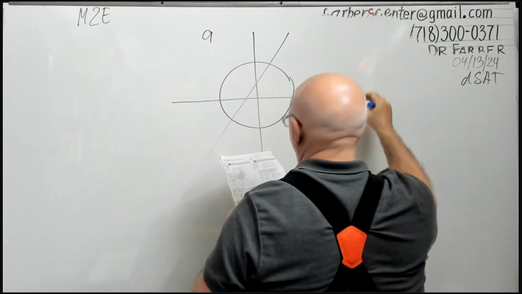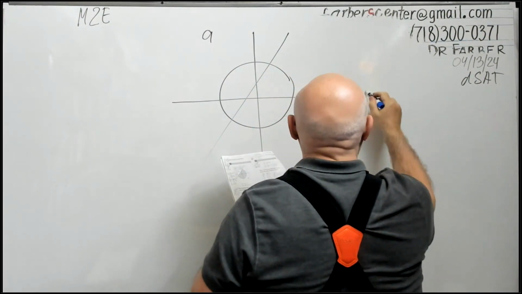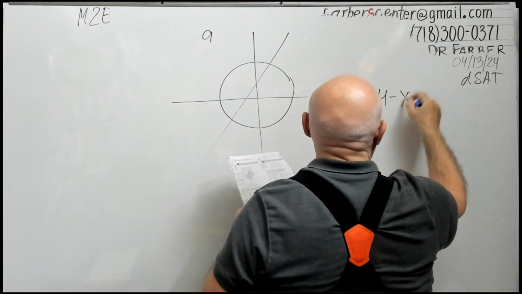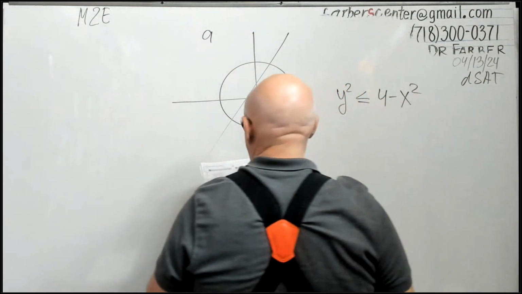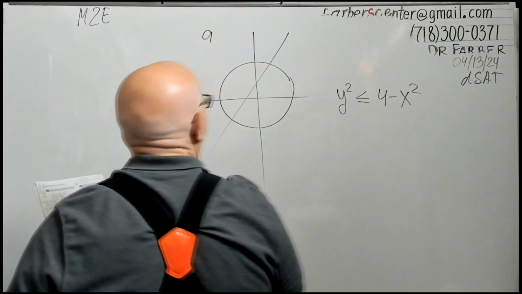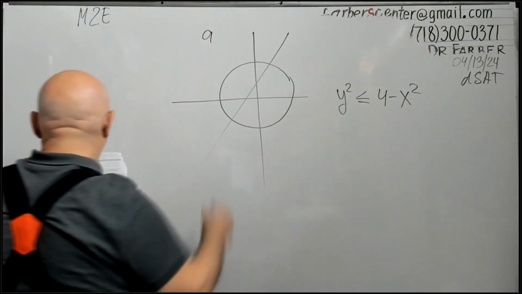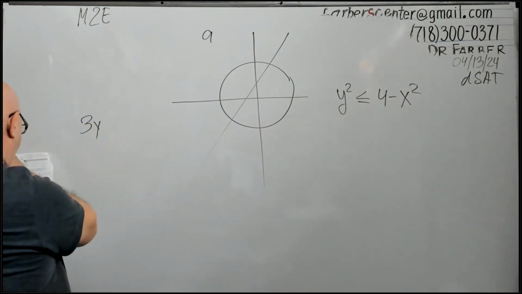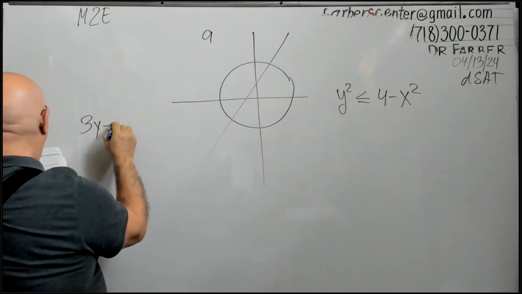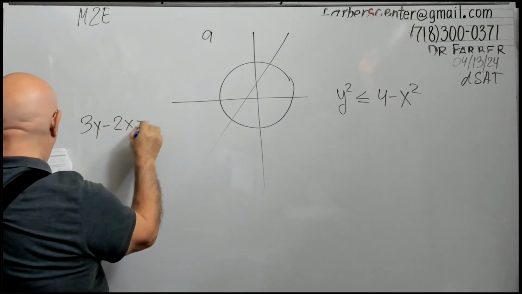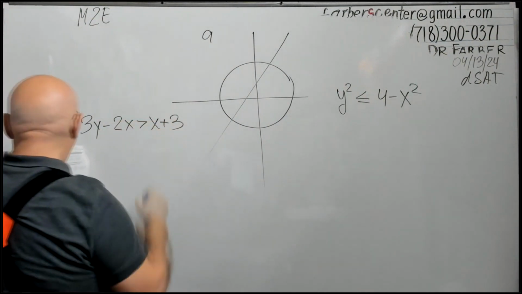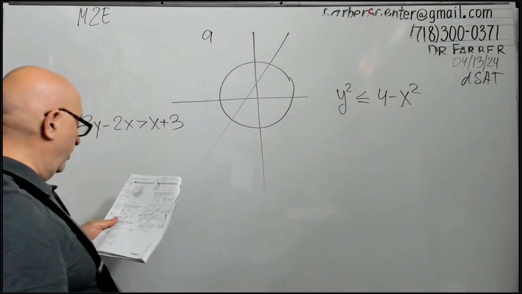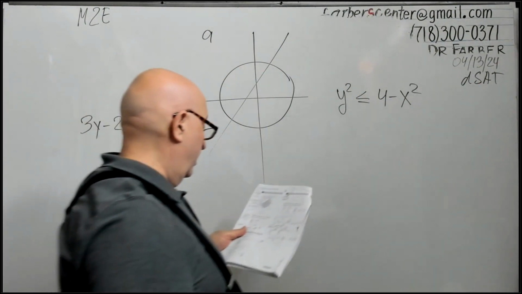Y squared less or equals to 4 minus x squared. And I use this to save space. And this one is 3y minus 2x greater than x plus 3. Which of the following areas contain the solutions?